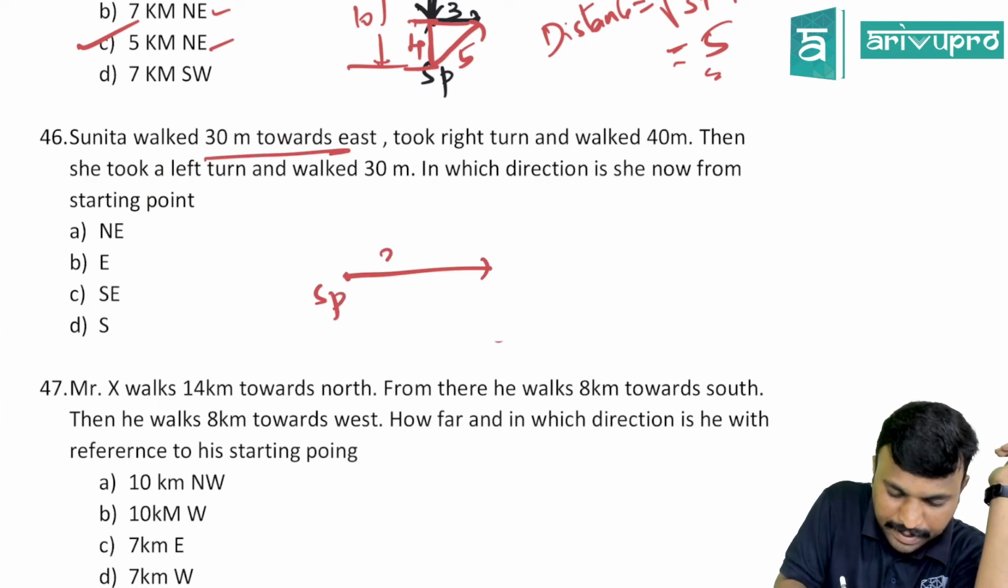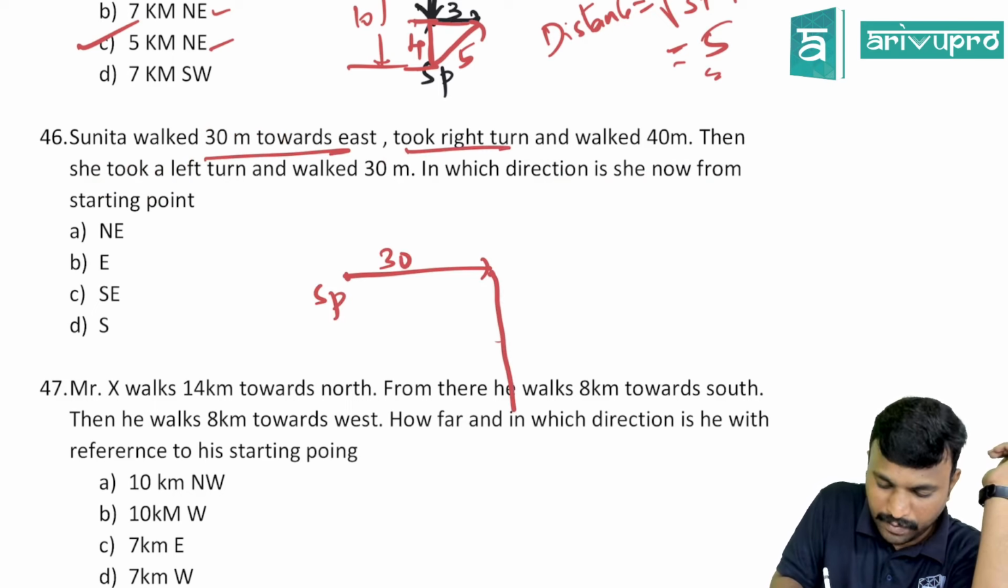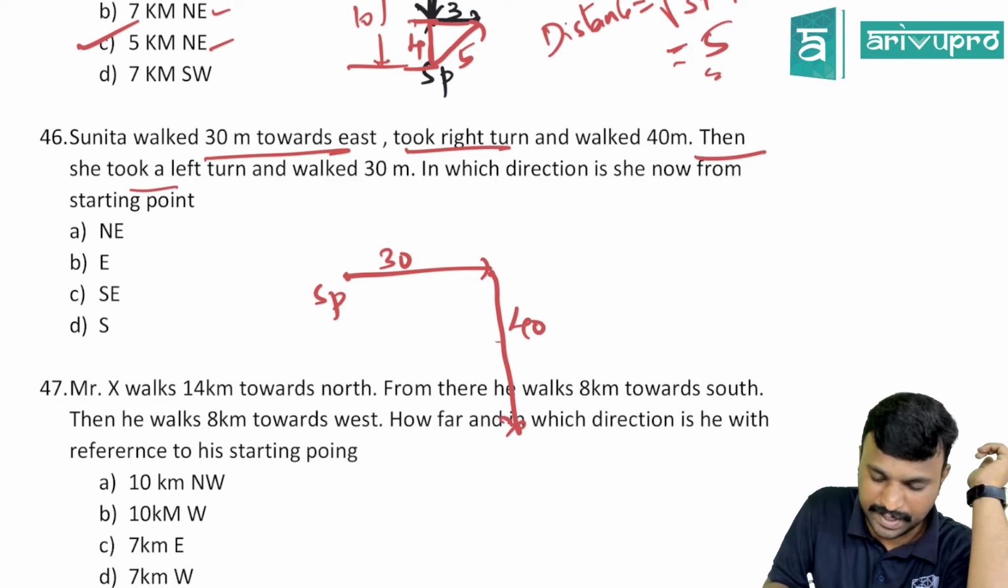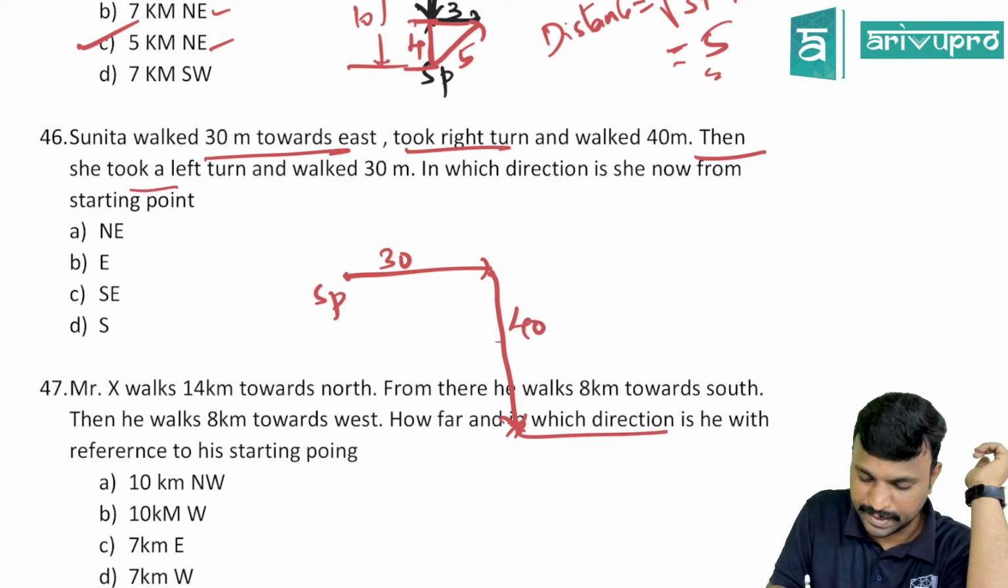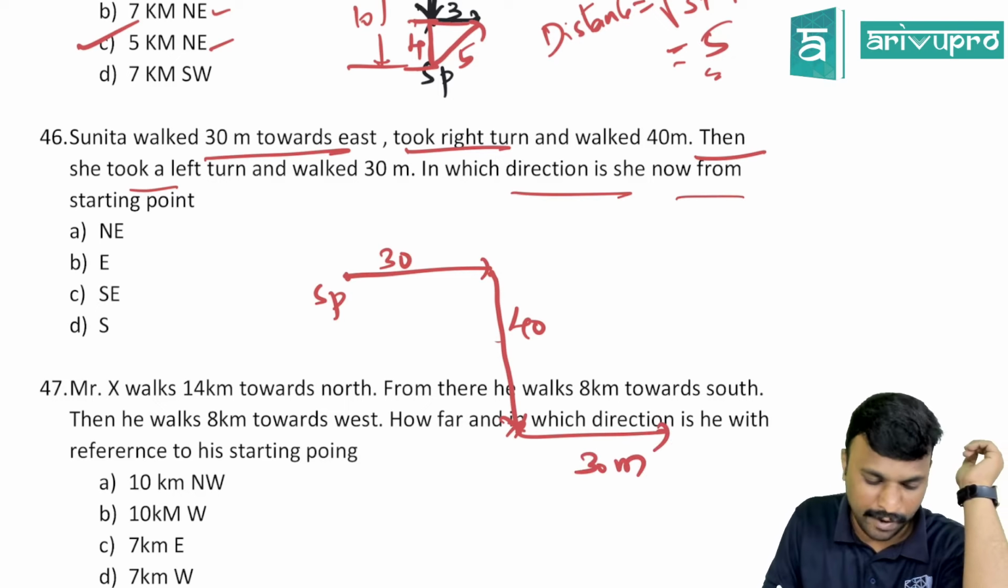Starting point, 30 meters towards east. Took a right turn. Right is downwards. She walked 40 meters. Then she took a left turn. Left is right, how many meters? 30 meters. In which direction is she now from the starting point?